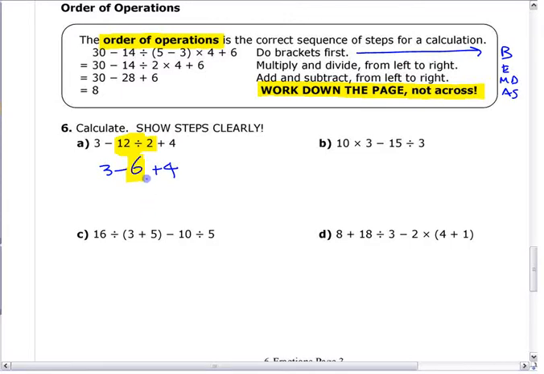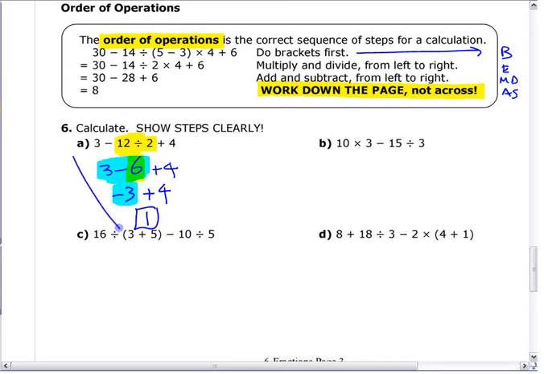Working down, right? If you went through and did this, I want you to go back and look at how you did it. If you have one long sentence, one long equals, go back and fix it, okay? Then you can say 3 minus 6 is negative 3, and negative 3 plus 4. I'm just changing one thing at a time. I'm changing that to that. And then I'm saying negative 3 plus 4 is 1, and down at the bottom should be my answer.